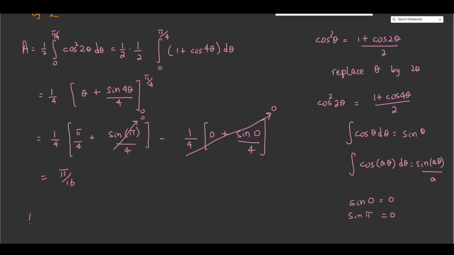But remember, as I told you, this is the area of the upper portion of the loop. So you can write this in the following way: the total area of one loop will be equal to 2 multiplied with pi by 16, and that will give you pi by 8.